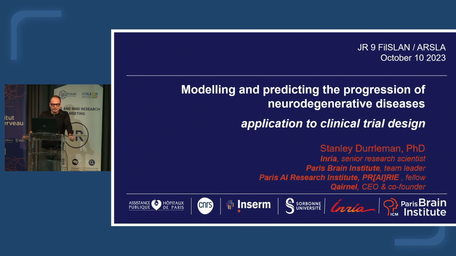My research has been focused on modeling and predicting the progression of neurodegenerative diseases, not specifically for one specific disease, but more generally for all types of age-related diseases. I will give you some examples on ALS. I've been working more recently, but you will see also more examples in Alzheimer's disease, and we have also applied that to other diseases like Parkinson's and Huntington's.